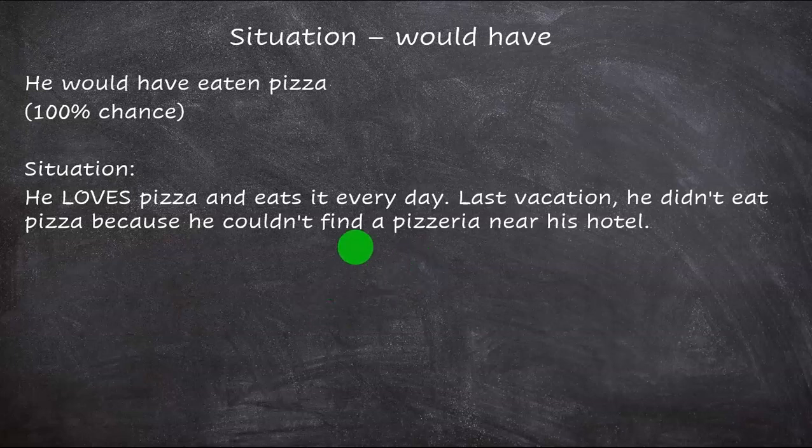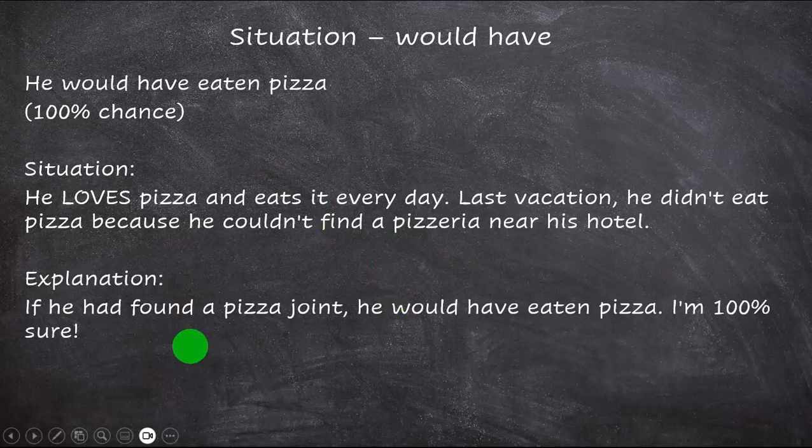He loves pizza and eats it every day. Last vacation, he didn't eat pizza because he couldn't find a pizza place near his hotel. There was a 100% chance that if this pizza place had been there, he would have had it. If he had found a pizza joint, he would have eaten pizza. I am 100% sure. So I hope you understand with this situation what would have means.